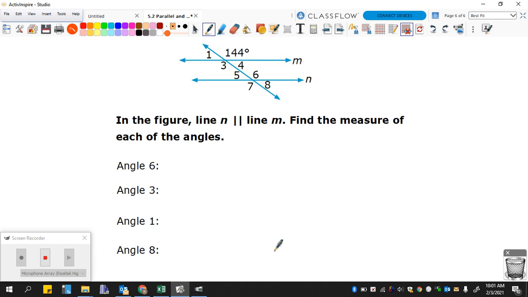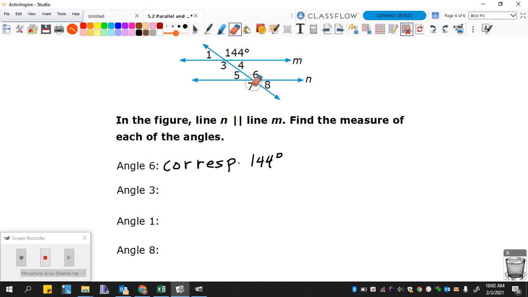And then the next example is just more of the same, just additional examples. Line N is parallel to line M. Okay, and find the measure of each of the angles. So angle 6 is an interior, 144 is an exterior, and 144 is top right, 6 is top right. So that means they are corresponding, and I'm just going to abbreviate. And so they are congruent. So that would be 144 degrees.